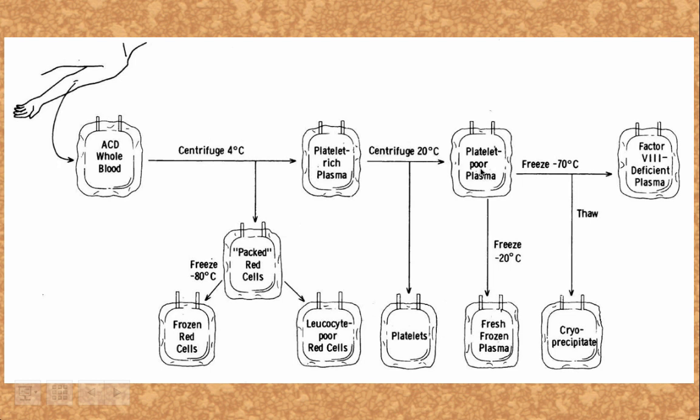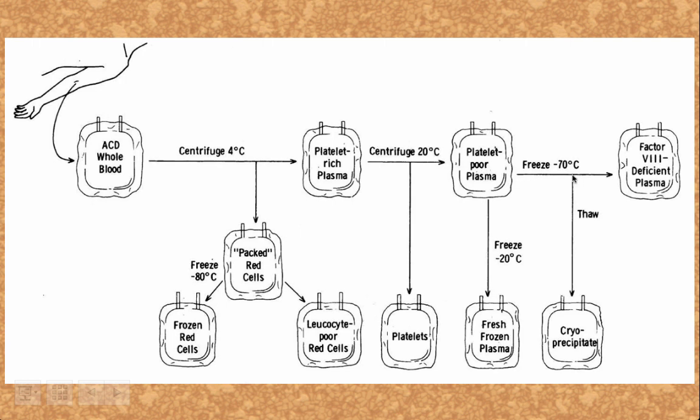The platelet-poor plasma, if it is frozen within 8 hours, will be called fresh frozen plasma, but if they don't freeze it for 24 hours, then it may just be referred to as fresh plasma, or FP24. When that fresh frozen plasma is thawed, then a protein precipitates out of the solution, and that is called cryoprecipitate. And the remaining solution is a factor-deficient plasma.